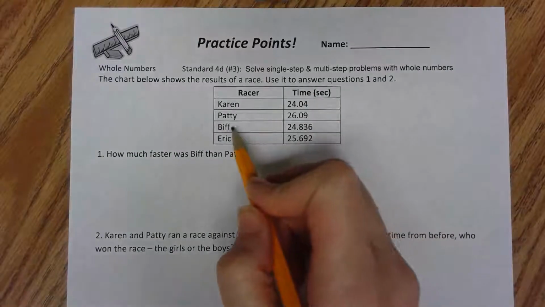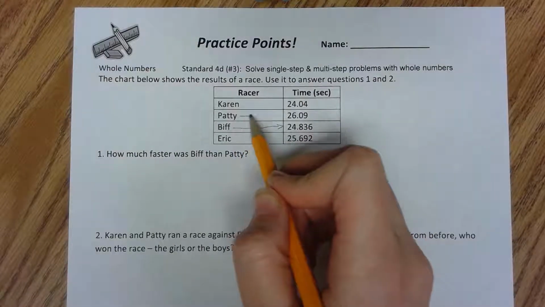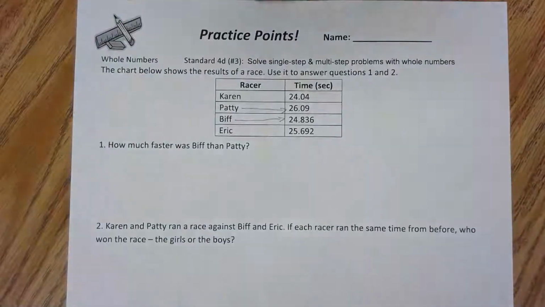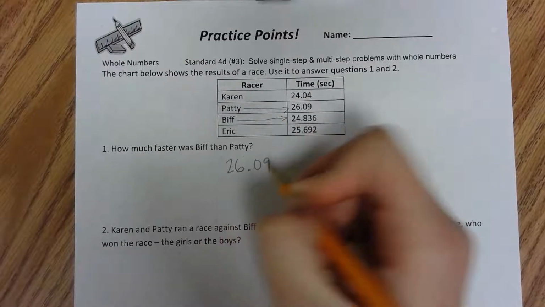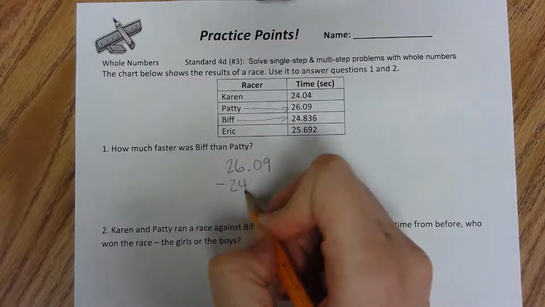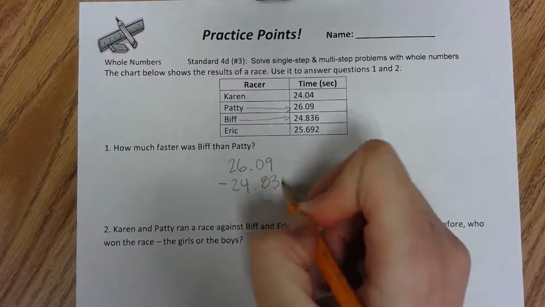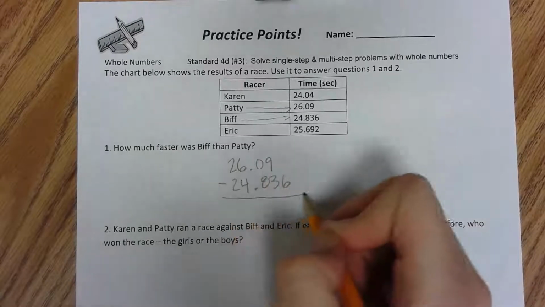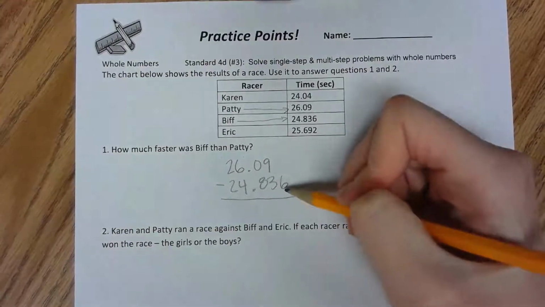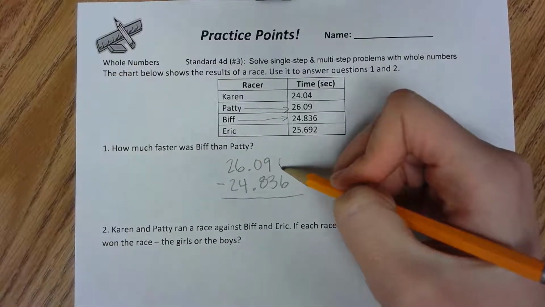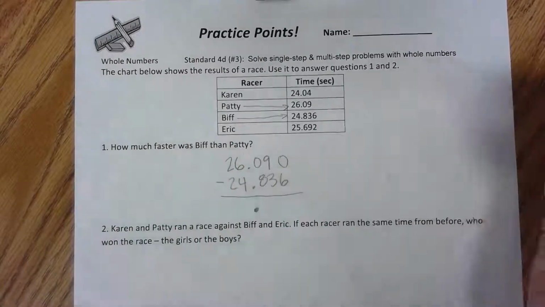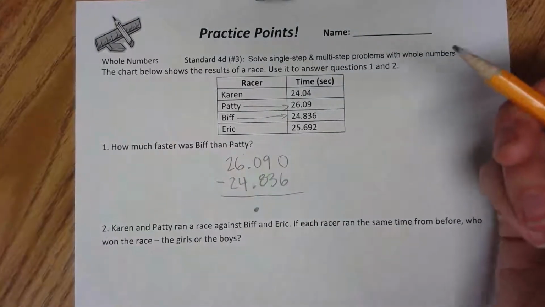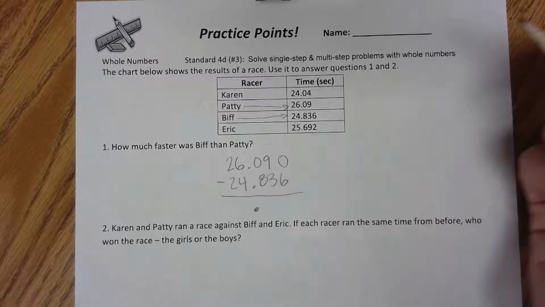Okay, so we know we're going to be looking across at Biff and looking across at Patty to see how much faster he was. We're going to do the larger number on top, 26 and 900ths, minus 24 and 836 thousandths. There's a few things we need to remember. Anytime there's a blank but we have another number below it or above it, we add a 0 to hold the spot. We also want to remember to bring down that decimal so that we make sure we're subtracting in the right place, and then that we're also putting that decimal into our answer.